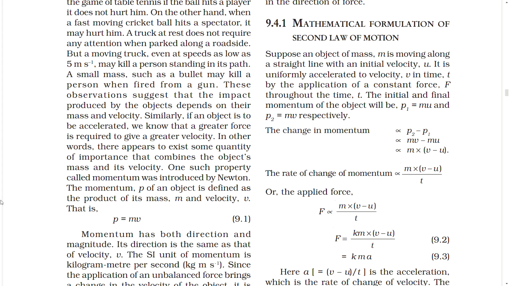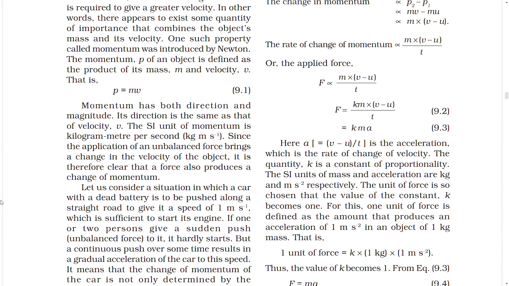The rate of change of momentum is proportional to m into (v minus u) by t, or the applied force F is proportional to m into (v minus u) by t. F equal to km into (v minus u) by t, equal to kma. Here a equal to (v minus u) by t is the acceleration, which is the rate of change of velocity. The quantity k is a constant of proportionality.